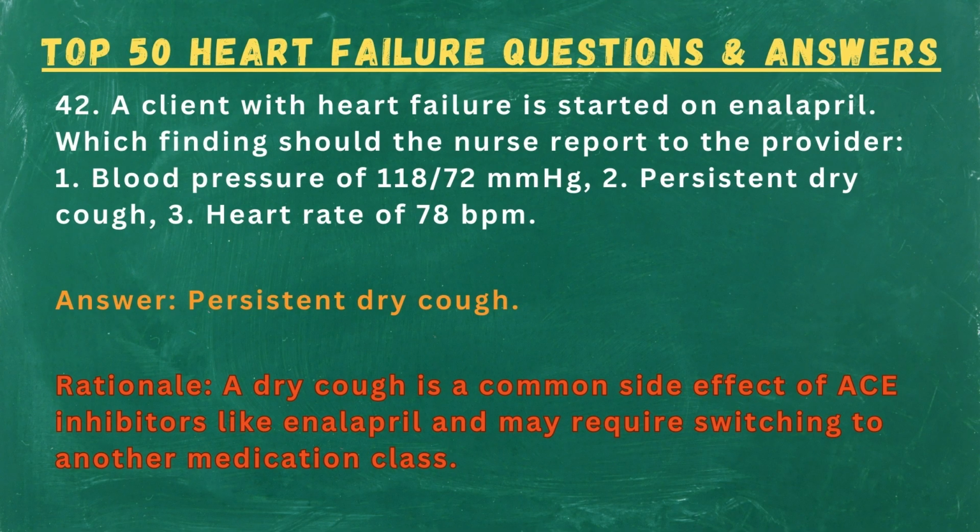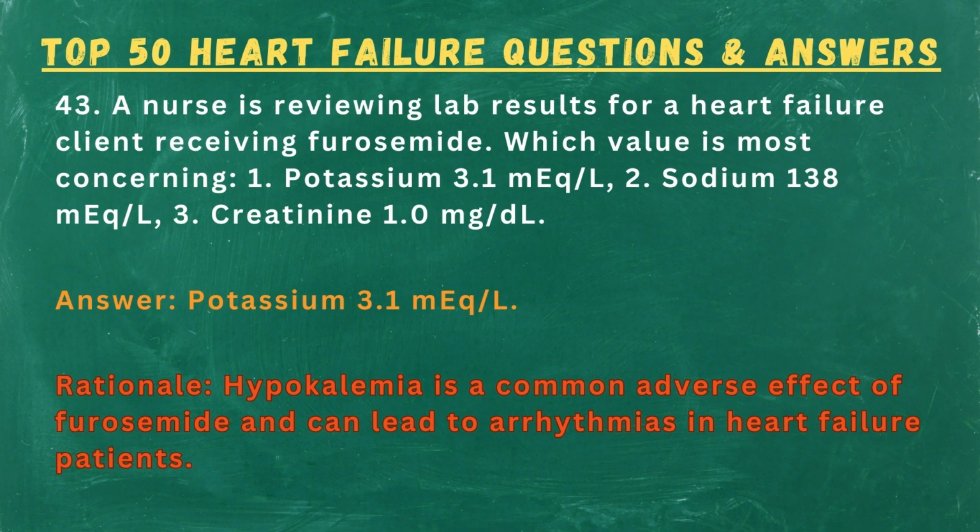42. A client with heart failure is started on enalapril. Which finding should the nurse report to the provider? 1. Blood pressure of 118/72 mmHg. 2. Persistent dry cough. 3. Heart rate of 78 BPM. Answer. Persistent dry cough. Rationale. A dry cough is a common side effect of ACE inhibitors like enalapril and may require switching to another medication class.